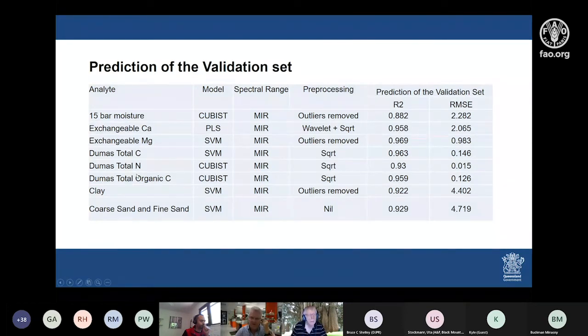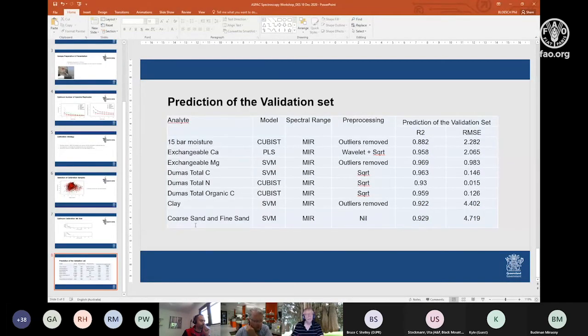Thanks, Phil. And again, that was asked Phil to do that because it's just a slightly different way of selecting calibration sets. Just an example of it.